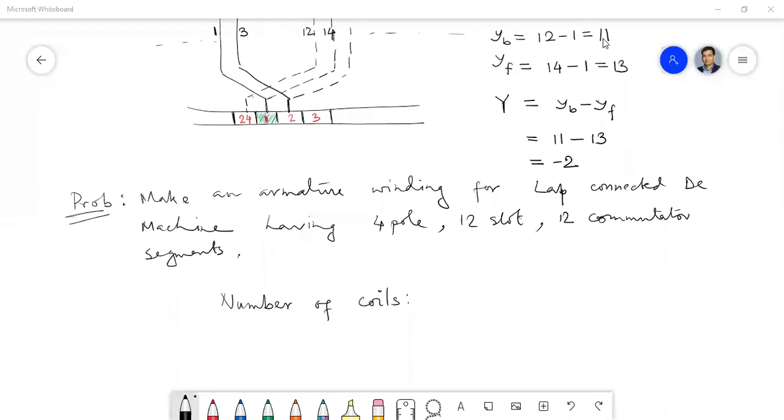Okay, so can you explain why here we have 12 coils? Sir, there will be 6 coils. Why 6? Sir, there are 12 commutator segments.